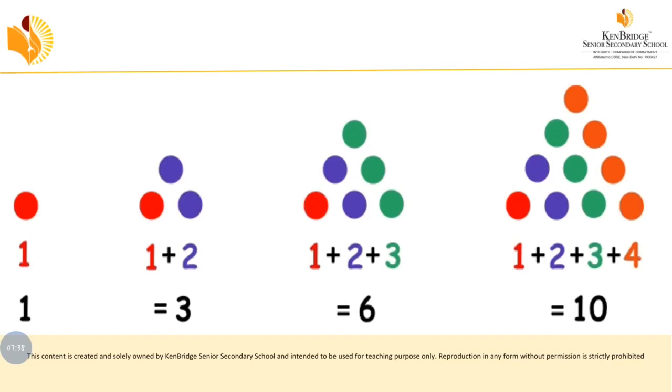Now 1 plus 2 plus 3. What is the result of 1 plus 2 plus 3? The result will be 6. So 6 can also be formed as a triangle. Then the next one, 1 plus 2 plus 3 plus 4. What is the result of 1 plus 2 plus 3 plus 4? That is 10. So 10 can also be formed as a triangular number.